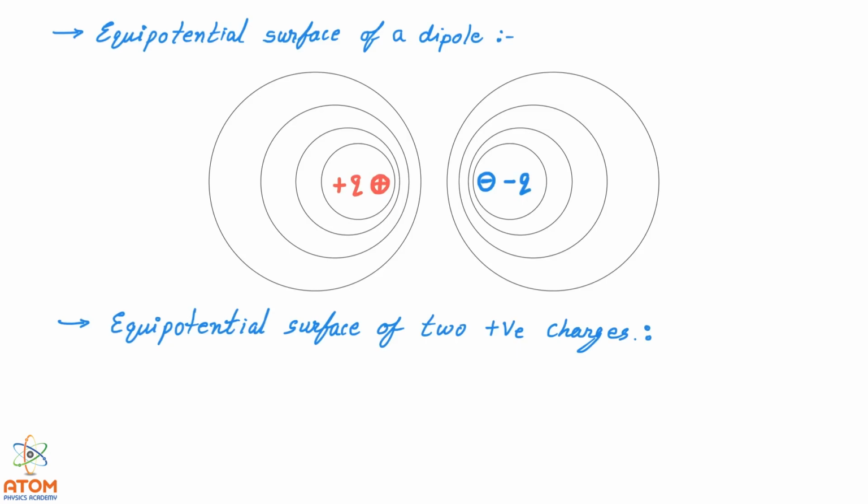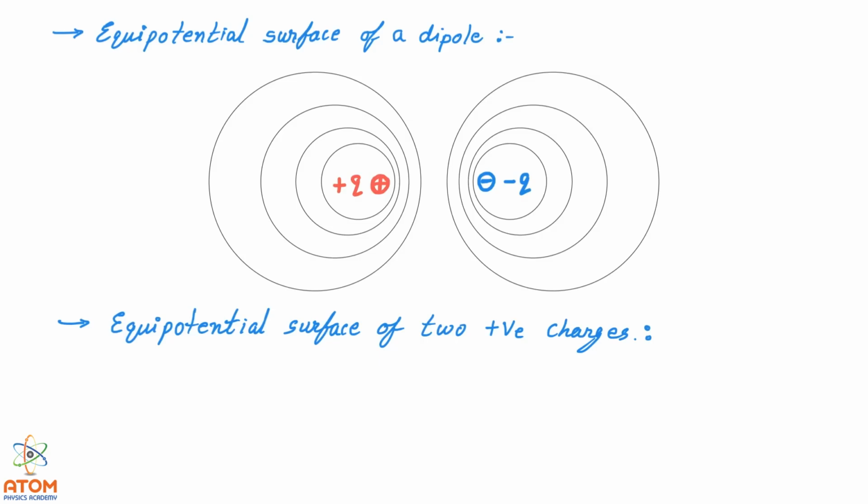Whatever point you choose, suppose if I choose a point here, then at this point the potential due to this positive charge will be positive and due to this negative charge will be negative, and so a combined effect will be found. That's why these equipotential surfaces are not concentric.